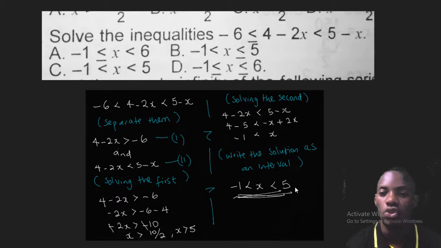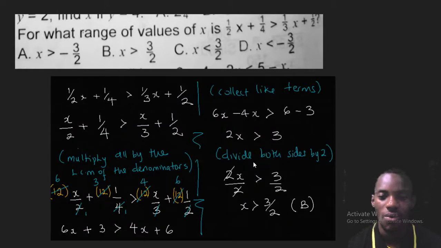The answer should have been, rather, because there's an equals to sign here, that means I should have included an equals to sign in this one. That means the answer should have been minus 1 is less than x is less than or equals to 5, and that makes the answer B the correct answer. You see, I didn't write the right question. There's an equals to sign in this place, and that is just it for that question.